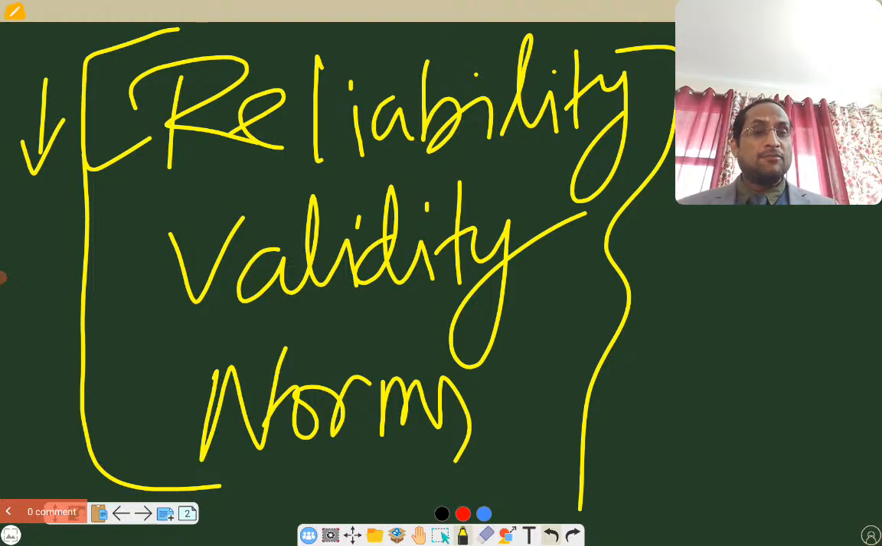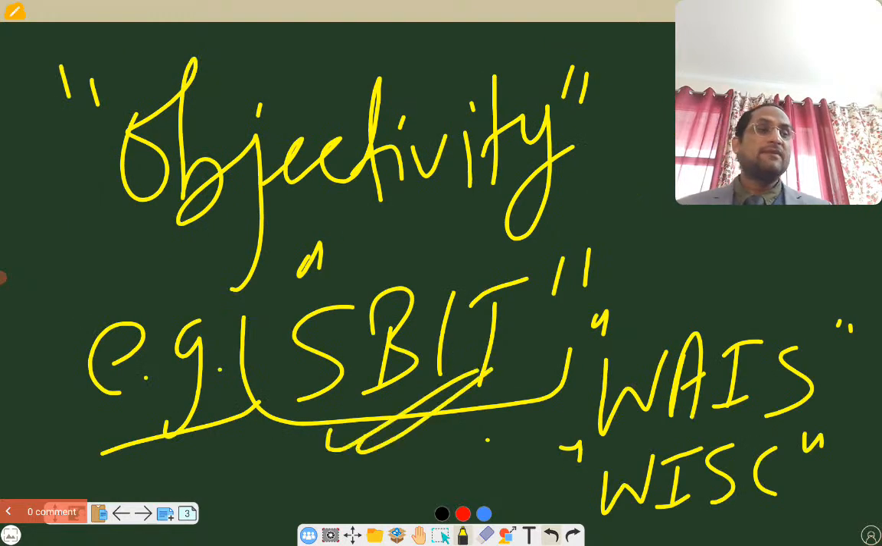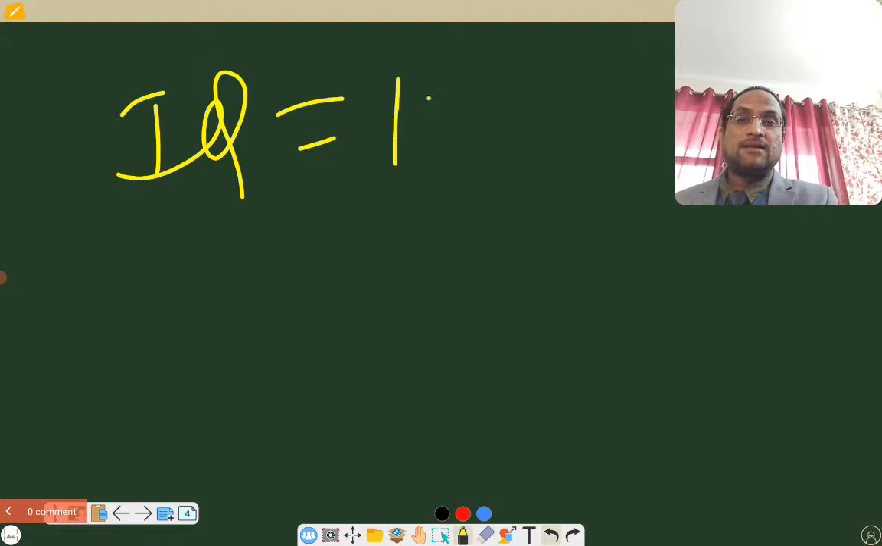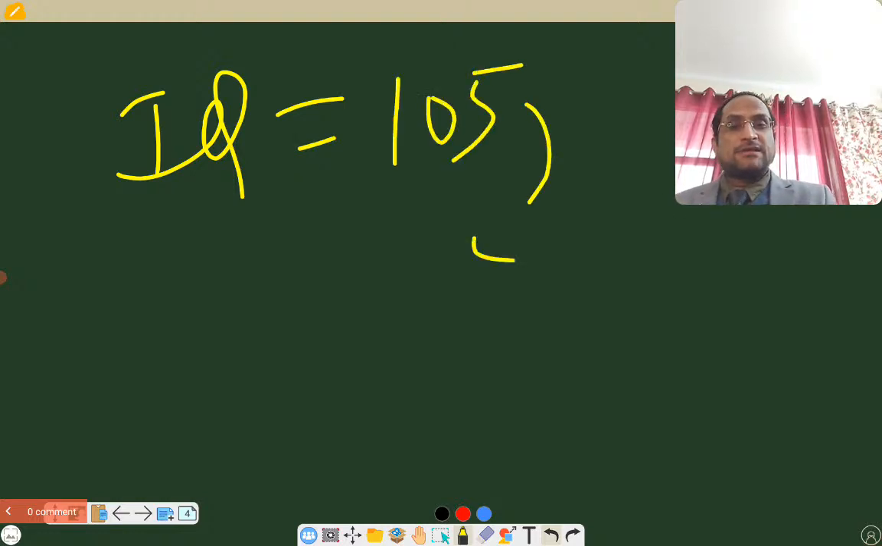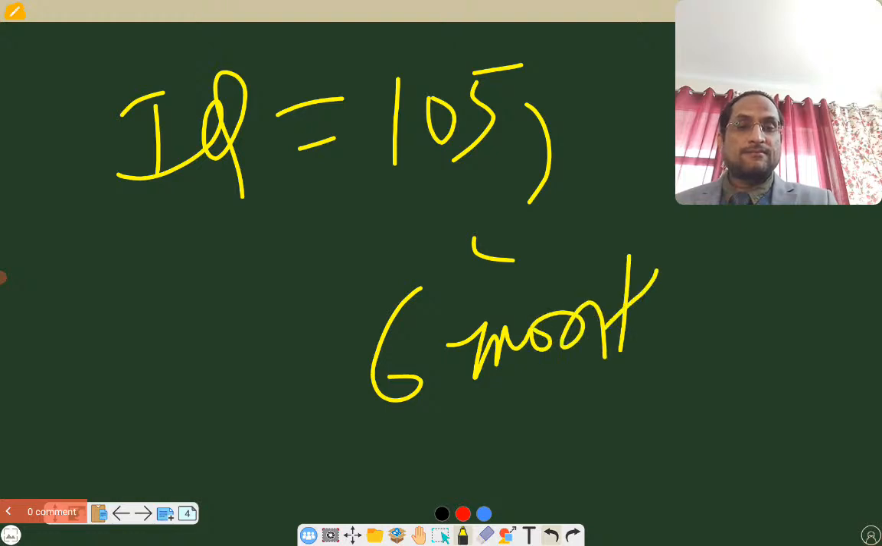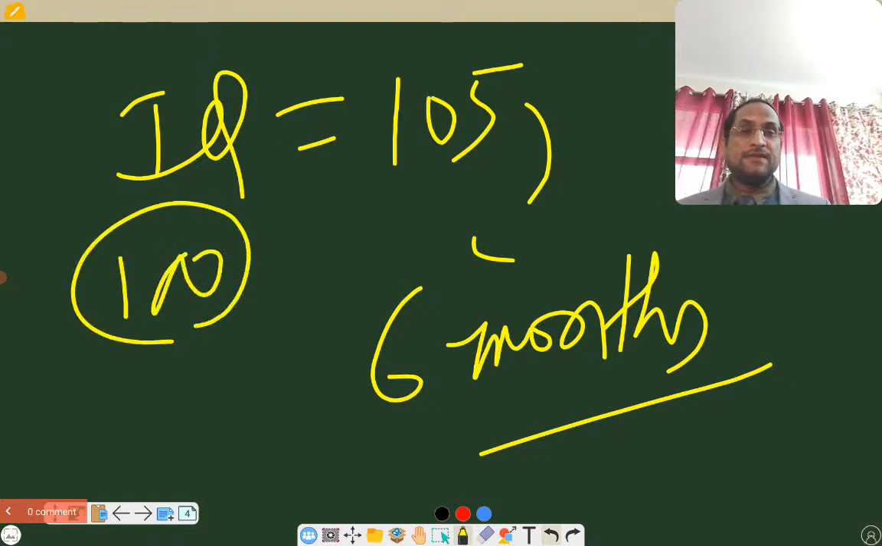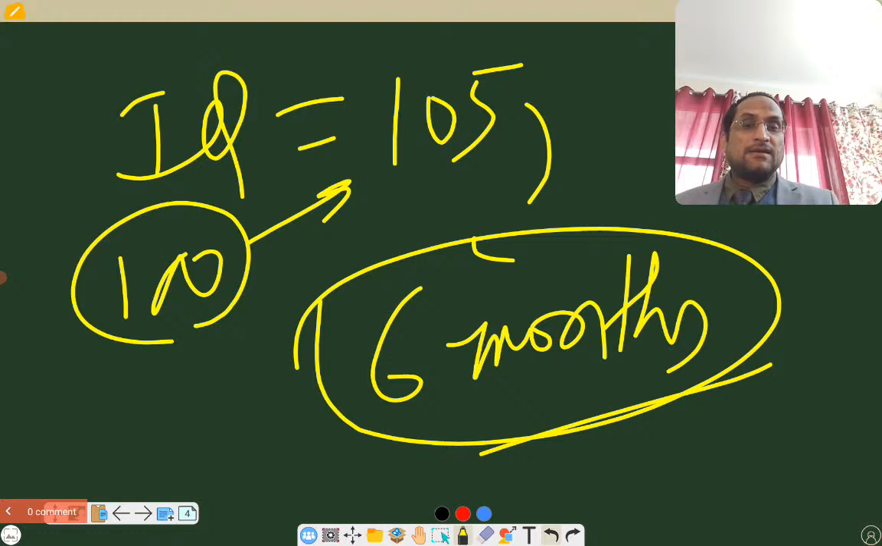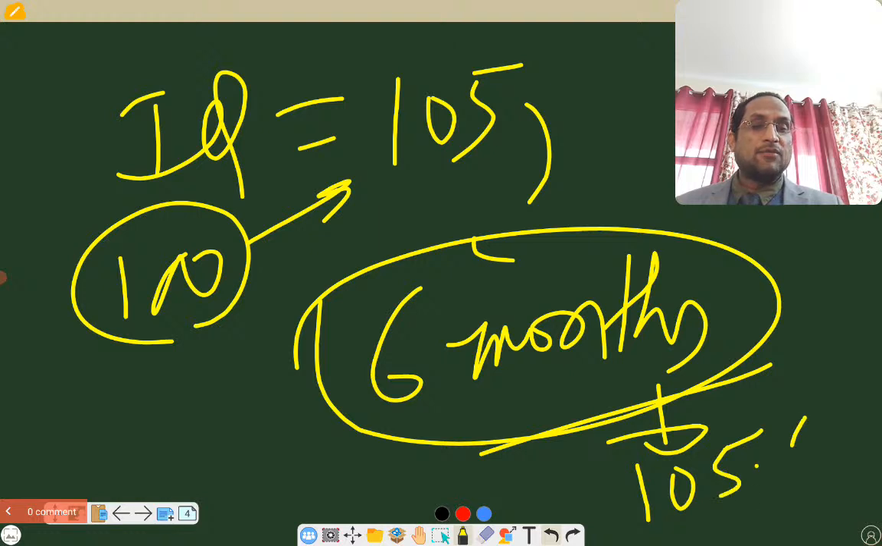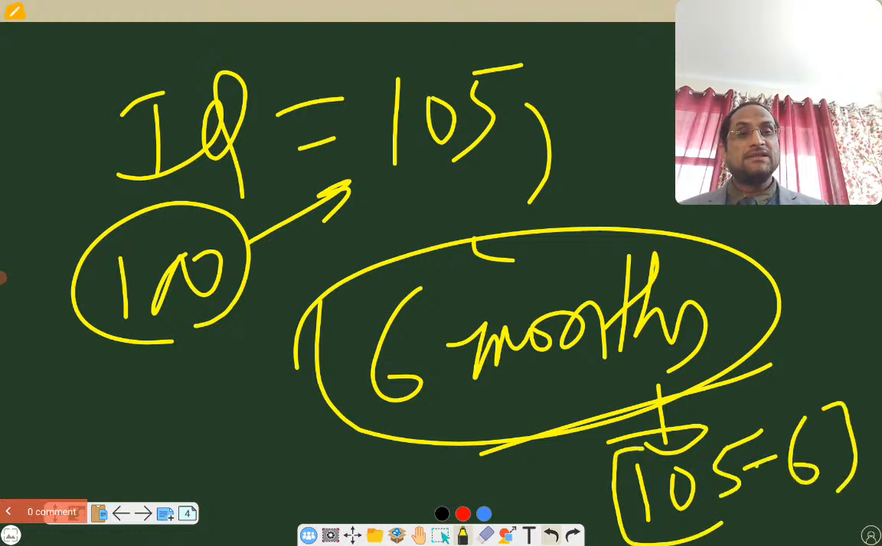What is the meaning of temporal stability? If you take a test of IQ on your SBIT, Stanford Binet intelligence test, your IQ comes out as 105. You take this test 6 months later. Or to make it more generic, 100 people take this test. Their average is 105. After that, the same 100 subjects take this test 6 months later. The average IQ obtained will be around 105, maybe 105 or 106. There won't be much difference.